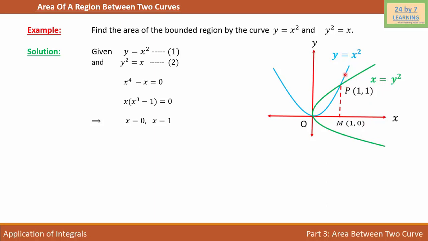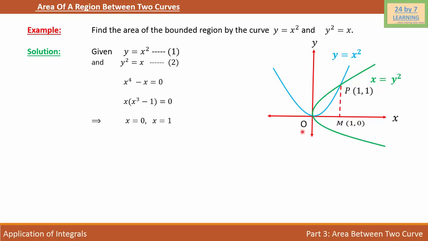The point of intersection of these two parabolas is P, which is (1, 1). Because if you take x equals 1 and plug in over here, you will get y is also equal to 1. That's why point P, the point of intersection of the two parabolas, is (1, 1). If we drop a perpendicular, then the point at the x-axis is M and the coordinate will be (1, 0).